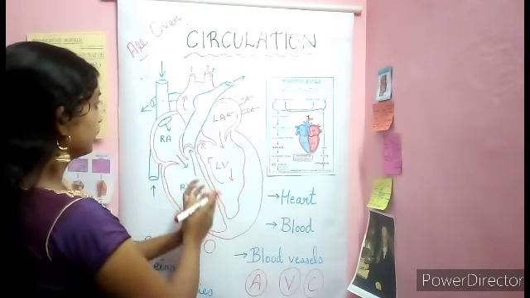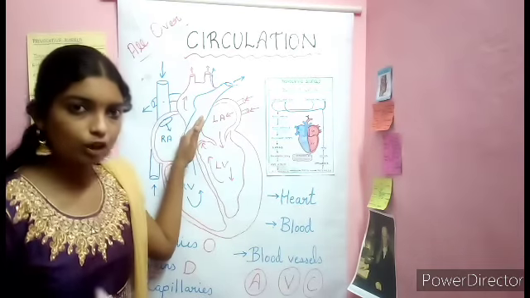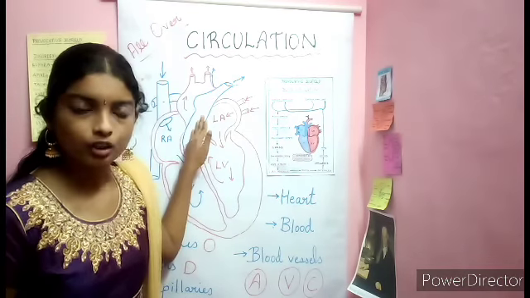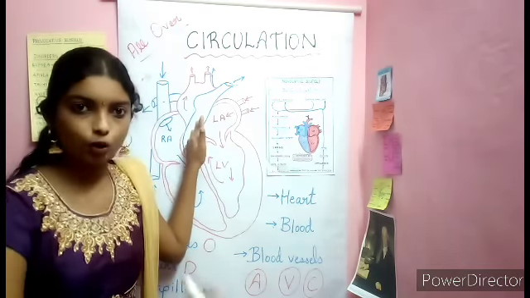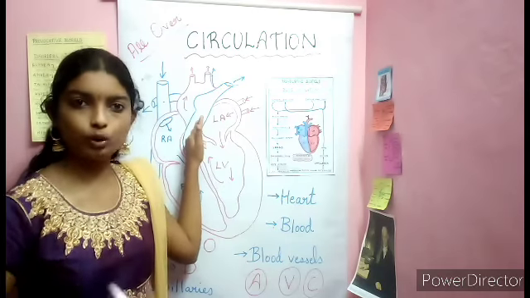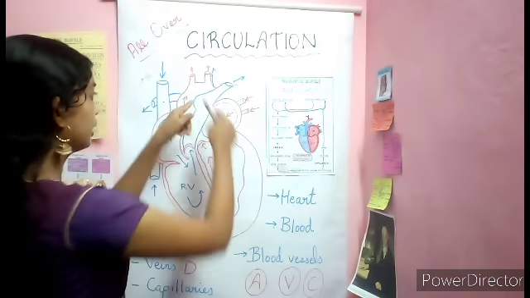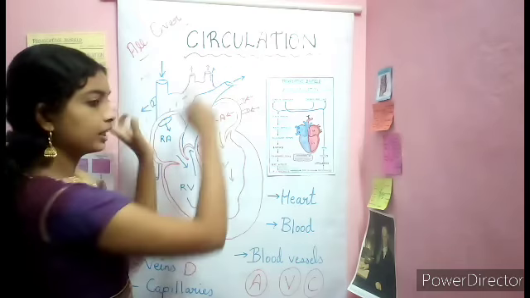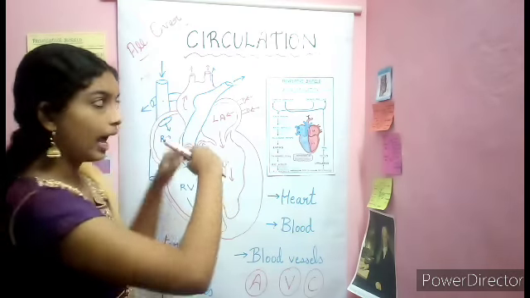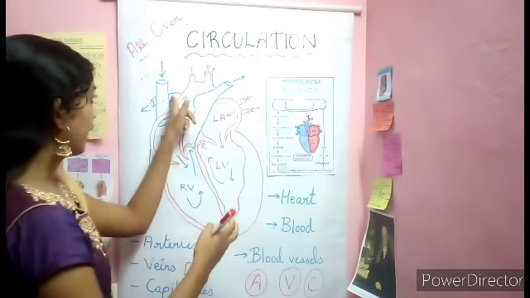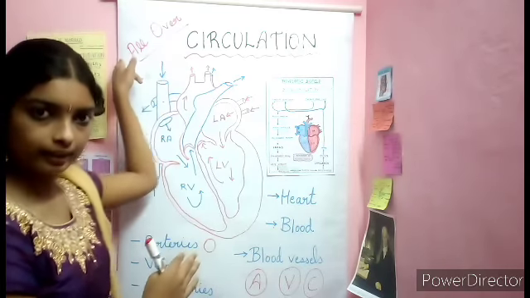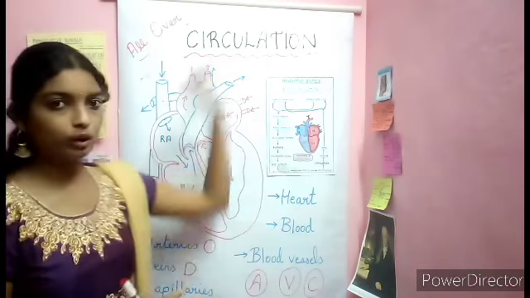Now the blood is deoxygenated and we need to purify it. Purification occurs in the lungs. Your lungs play the main role in purifying your blood. So the right and left pulmonary arteries carry the deoxygenated blood to the lungs. The right pulmonary artery goes to the right lung and the left pulmonary artery goes to the left lung.